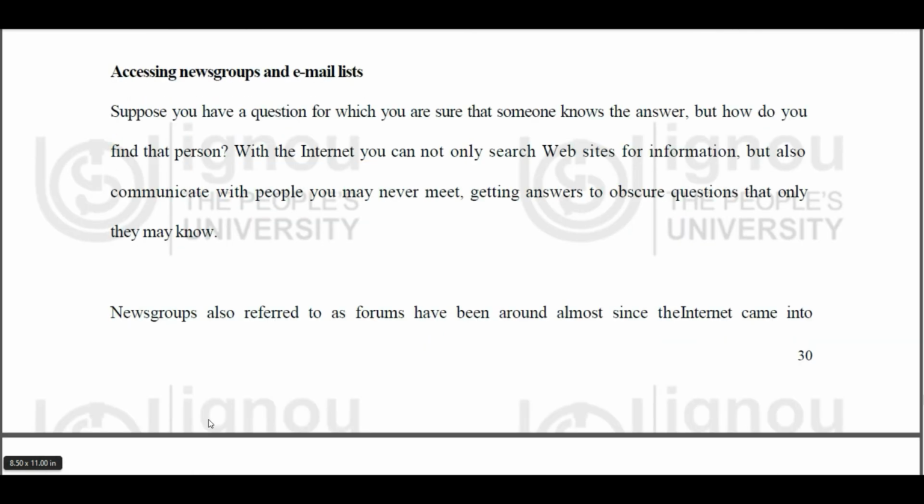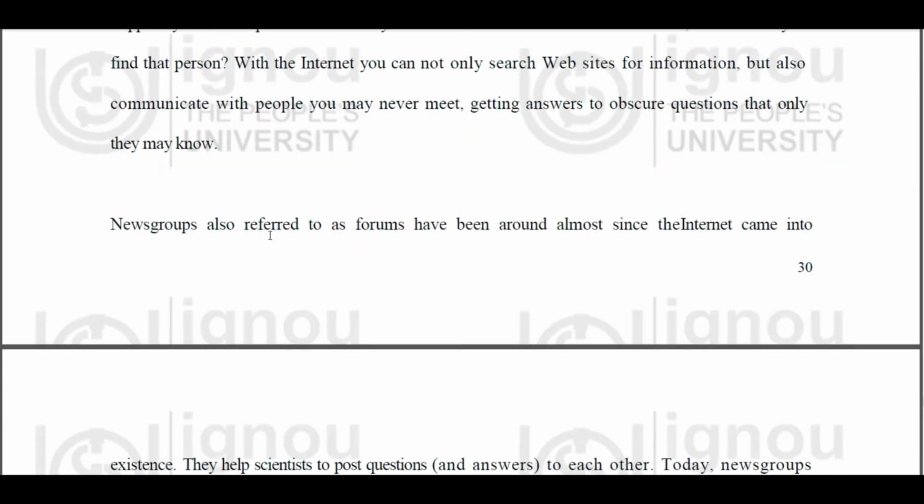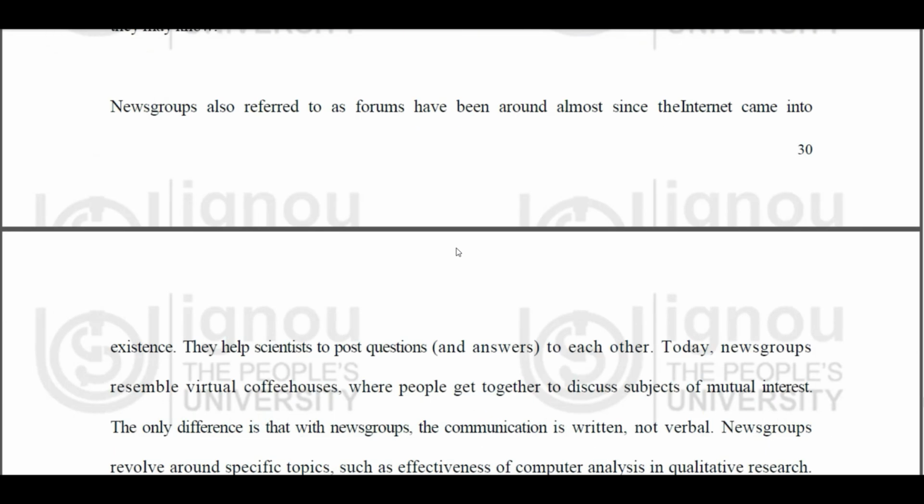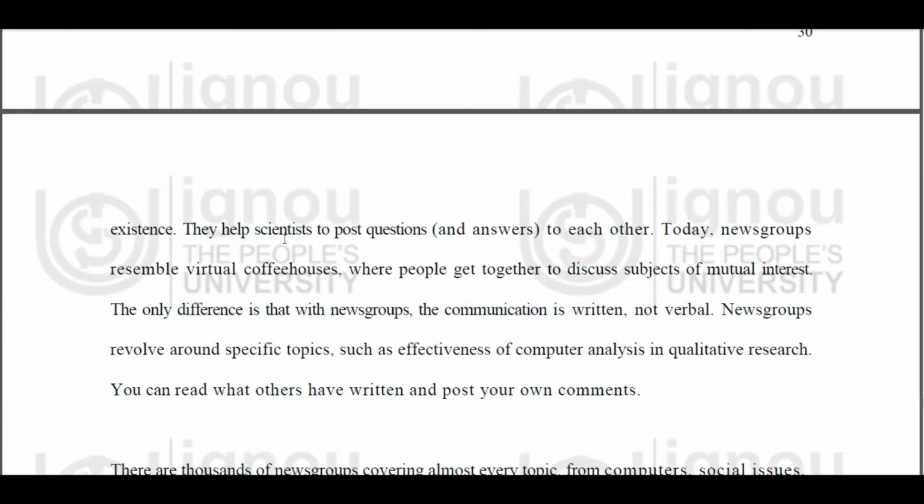Accessing newsgroups and email lists. Suppose you have a question for which you are sure that someone knows the answer, but how do you find that person? With the internet, you can not only search websites for the information but also communicate with people you may never meet, getting answers to obscure questions that only they may know. Newsgroups, also referred to as forums, have been around almost since the internet came into existence. They help scientists to post questions and answers to each other.